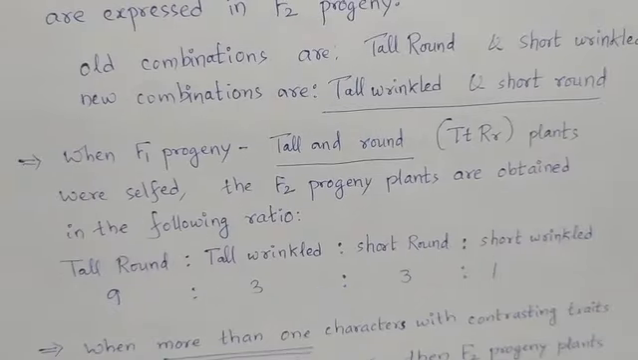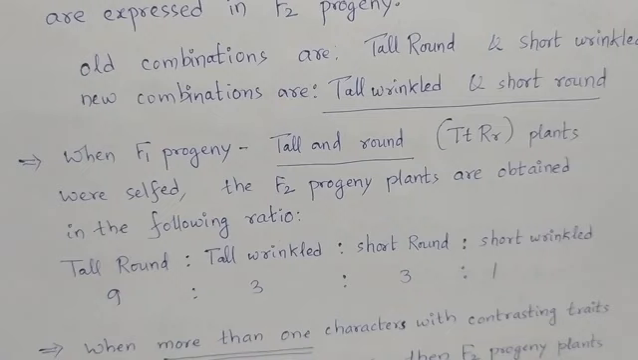See, what are the old combinations? Tall, round and short, wrinkled. And what are the new combinations obtained in the F2 progeny of the dihybrid cross? Tall, wrinkled and short, round. These were not there in the parental plants, but they appeared.